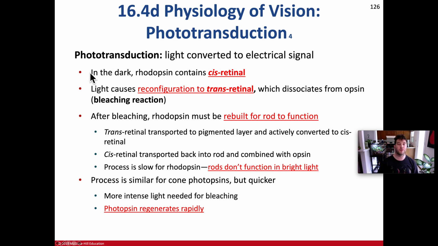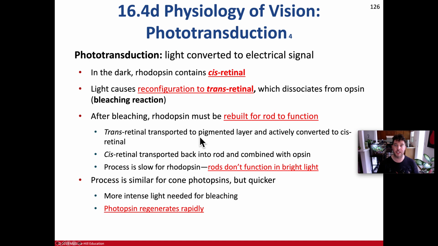Okay, so continue with phototransduction. In the dark, so when there is not any light stimulation, and especially in dim lighting, your rhodopsin contains cis-retinal. As light starts to hit the retina, that reconfigures it into trans-retinal. Having that light energy hit the cis-retinal converts it to trans-retinal, which dissociates from the opsin protein, and this is called the bleaching reaction. So light hits, it converts cis-retinal to trans-retinal, that then dissociates from the opsin. After this bleaching happens, rhodopsin must be rebuilt for the rod to function.